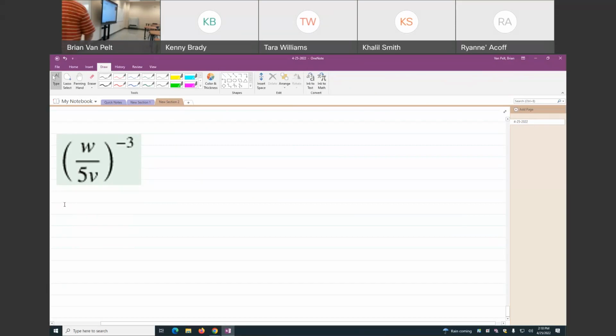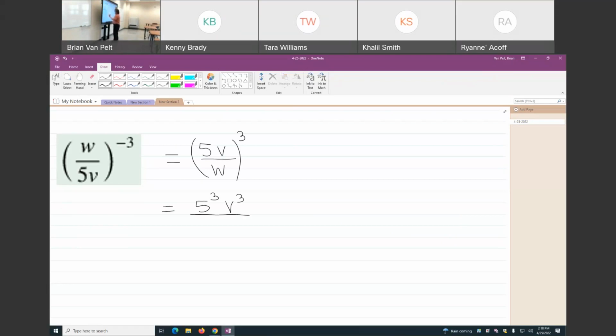Right, 5 times V, so we can flip it and take out the negative on the 3. 5V over W raised to the positive 3. Yes, and now you take everything to the third power. So I have 5 cubed, V cubed, W cubed. 5 to the third power is 125. And the other things stay there. Any questions? All right.